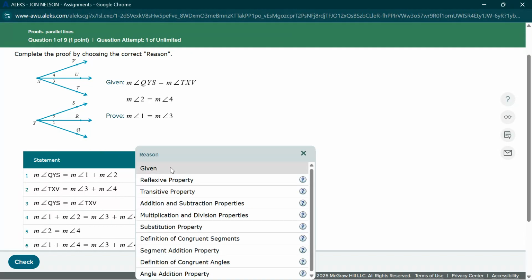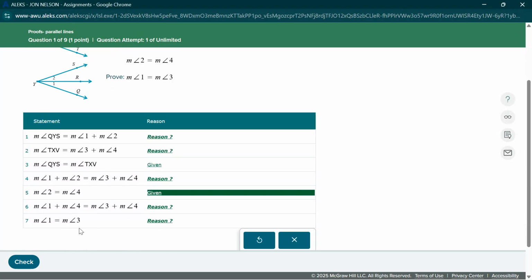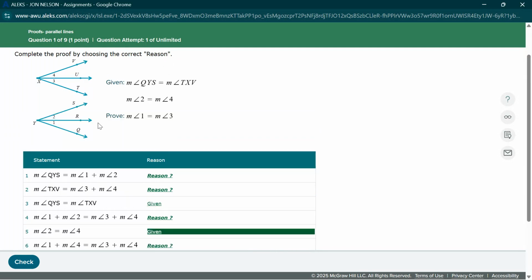I personally always put the given at the very top of my proof. So when you're allowed to choose what order to put them in, I would put the given information in the proof right away, okay? Now this is going to be your last line in the proof. Angle 1 and angle 3 are congruent. So if we look down here, see how that's the last line of the proof? So what we need to do is look through the way that the author tried to prove that 1 and 3 are equal to each other.